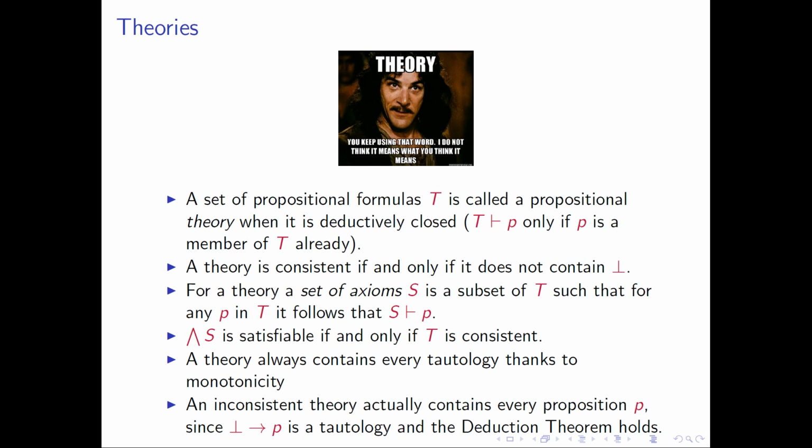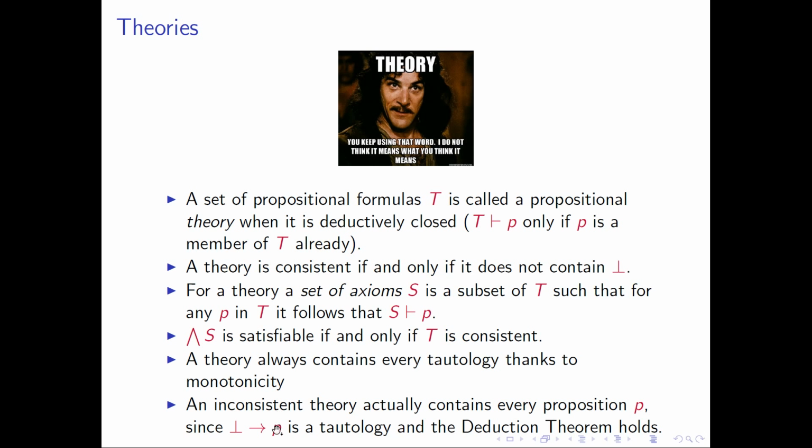And it turns out that something rather strange happens in propositional theories. If we have an inconsistent theory, then we get the false symbol, but we also get every tautology. And for every proposition P, this thing here is actually a tautology. Just look at the truth table. Whenever the left-hand side is false, we get this conditional. Because the deduction theorem holds, once this thing goes into our theory, it also means that P is in our theory.